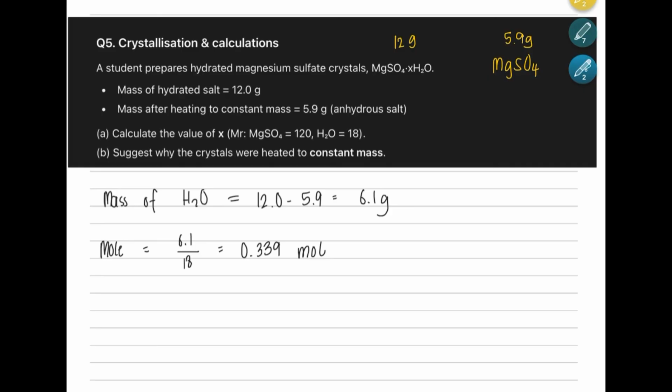Now let's find out the moles of magnesium sulfate. So what is the mass of magnesium sulfate? It's 5.9. So 5.9 divided by the Mr of magnesium sulfate. It's given here, it is 120. This can be found from the periodic table. And you will get 0.0492 moles. So now let's do the ratio method.